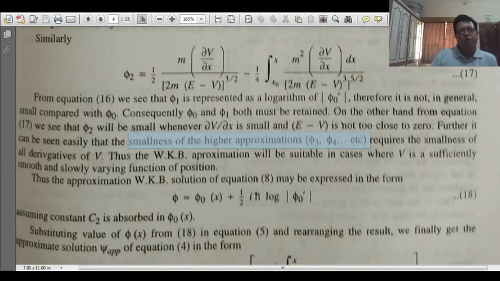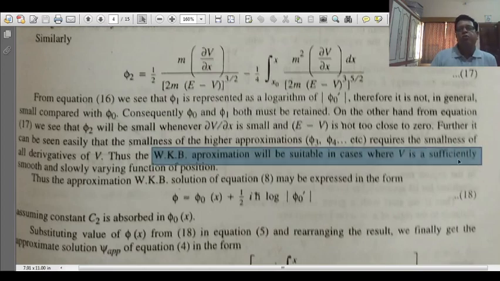Phi 3, phi 4, and so on require the smallness of all derivatives of V, because these functions contain the derivatives of V, delta v upon delta x, or such kinds of derivatives. Thus, the WKB approximation will be suitable in cases where V is a sufficiently smooth and slowly varying function of position.